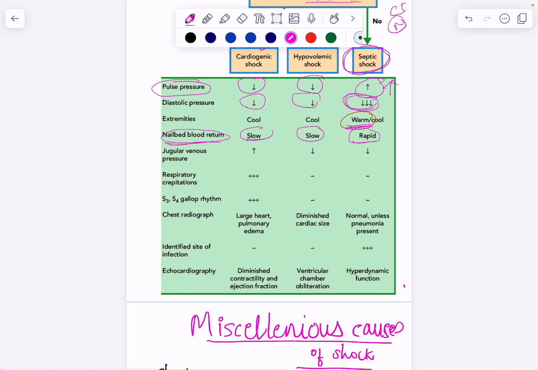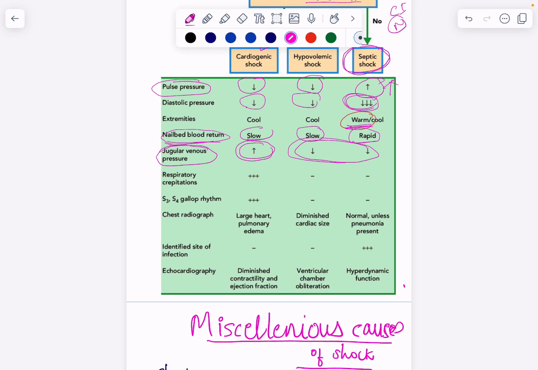If you measure the jugular venous pressure, JVP, of the patient, obviously you know that whenever there is an increase in JVP, it is a cardiogenic shock. In hypovolemia there is less fluid, and in septic shock the vessels are vasodilated, so JVP is less, right.